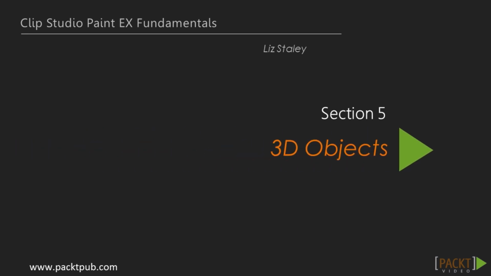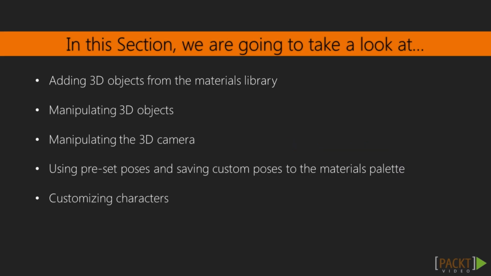Hi, and welcome to the 3D Objects section. In this section, we will be learning about using 3D objects in Clip Studio Paint. Clip Studio Paint Pro and Clip Studio Paint EX both come with 3D objects in the materials library. These include poses, characters, objects, and even a classroom background. These 3D objects can be used in your projects.